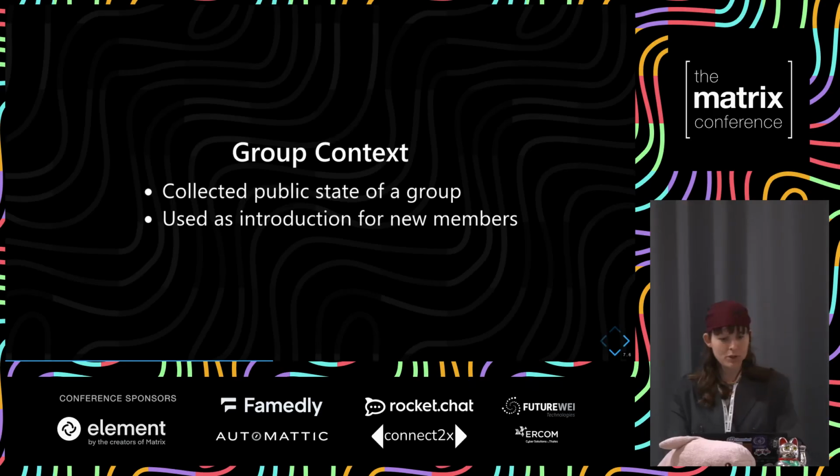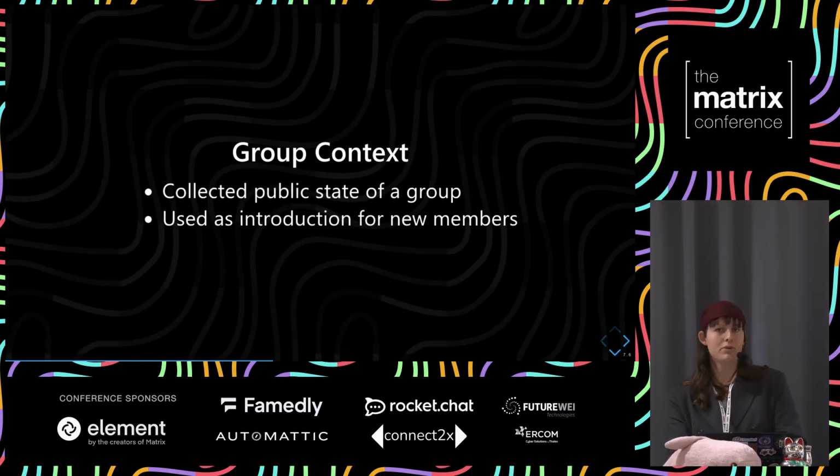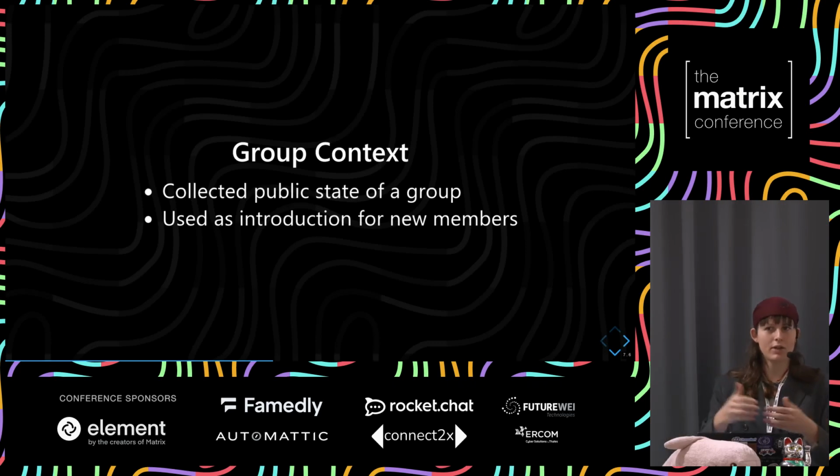The next term is group context, which is the collected public state of a group. So if we introduce a new member into a group, we share with them the group context, which is equivalent to sharing the state of a group. In Matrix terms, that's sharing the state of the room, gathering information about who's participating, etc.